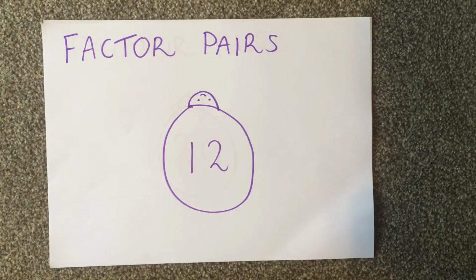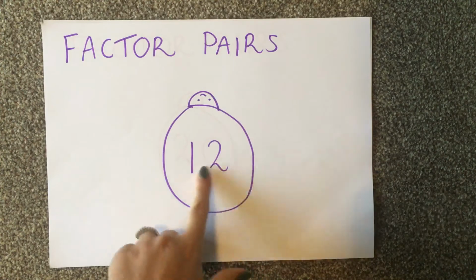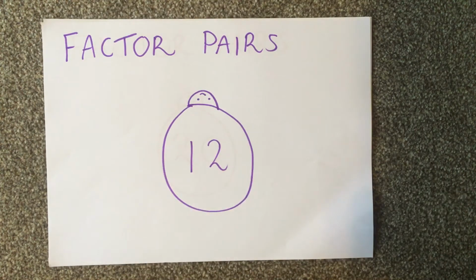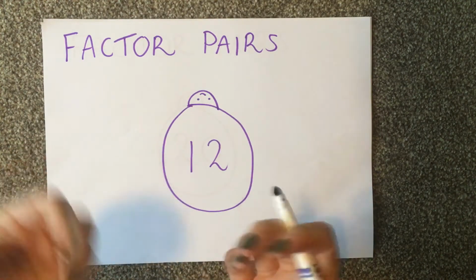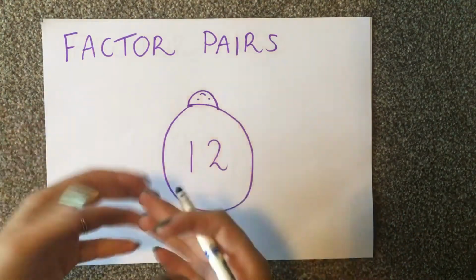If I'm trying to find what numbers can times together to go into another number, I'm looking for what we call factor pairs. So if I was looking at the number 12 and I wanted to think to myself, what pairs of numbers could I times together that would give me 12? There's a way I can do it.